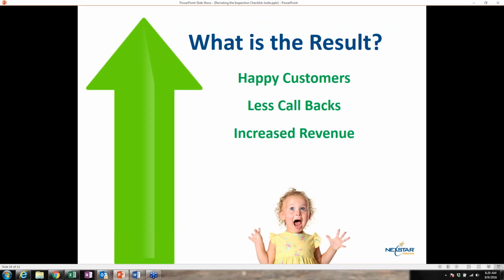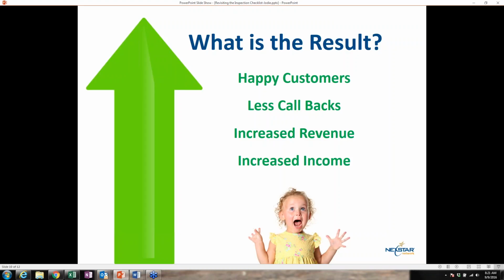Increased revenue, obviously. If we notice things, we have important things that the client needs, we put those on our summary of findings and we populate our options. That's going to result in increased revenue, which of course is going to result, typically, in increased income for us personally. So increased revenue is a really nice benefit to the happy customers and fewer callbacks.